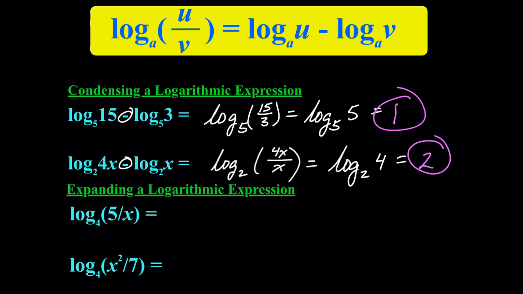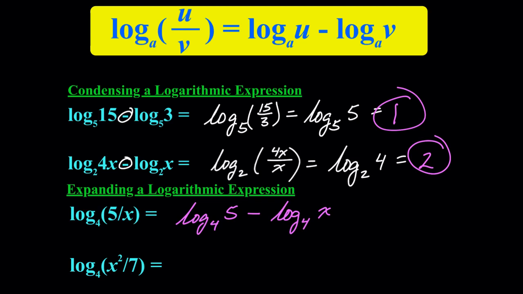All right, so now the next one, we're going to look at expanding these, and we have division right here. So we have one logarithm. We're going to expand this into multiple logarithms. And so the first one will become log base 4 of the numerator minus log base 4 of the denominator. All right, so if you have division, we separate that and it becomes subtraction in between the two logs.